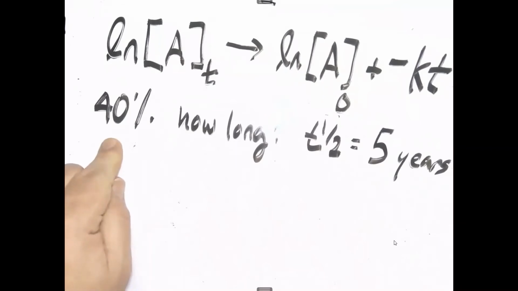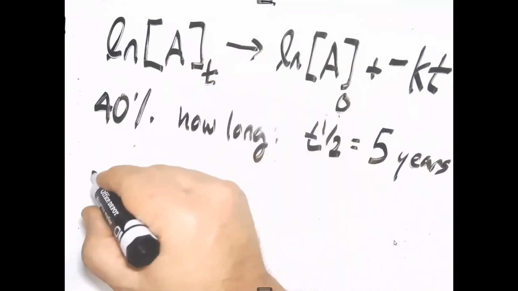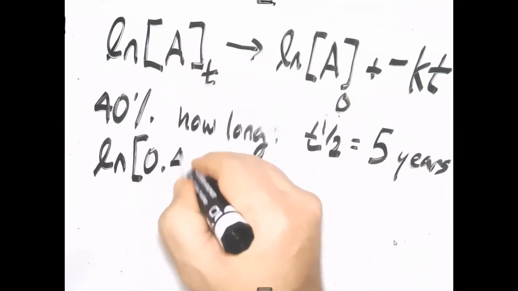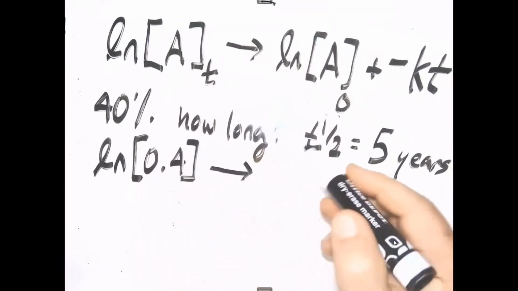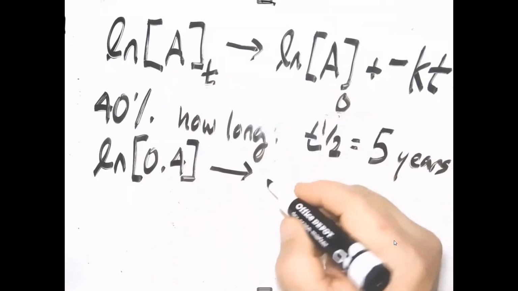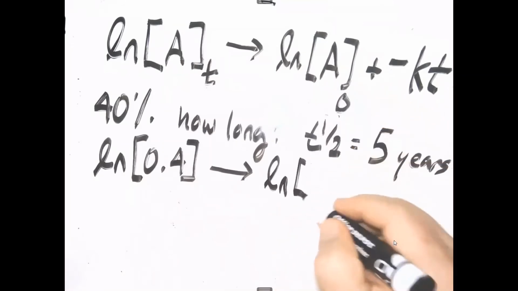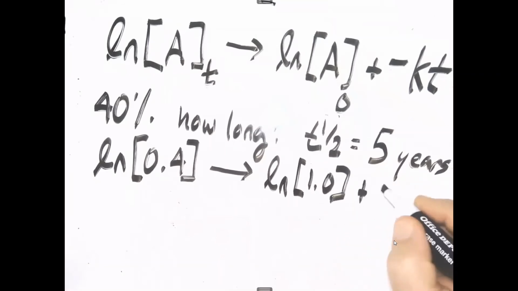Okay, so if the half-life is 5 years, how long is it going to take to get down to 40%? Well, 40% is what you'd have here at some time t. So we're going to take the natural log of 0.4, because that's the decimal version of 40%. Now, when we start this thing, we're not going to have 40%, we're going to have 100%. And the decimal that goes here for the amount at time 0 is just going to be 1. I'll write 1.0. And then we're going to add negative kt.